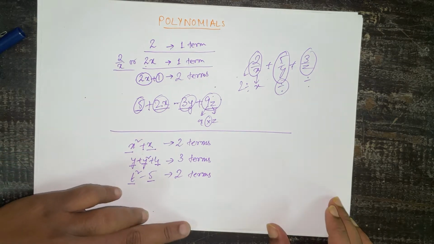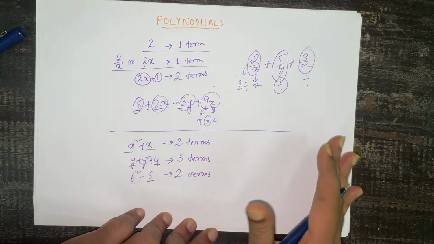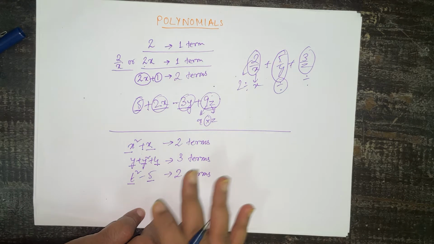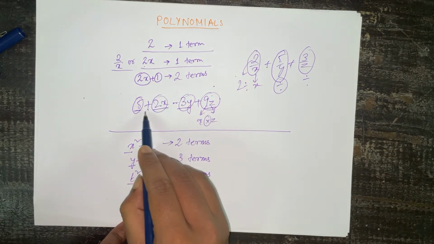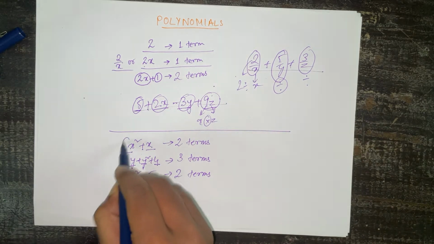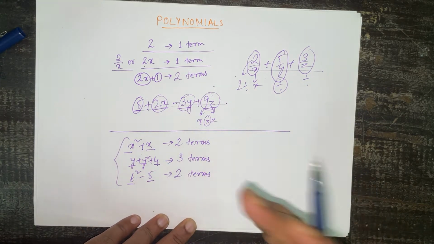Now we move on to something else. Now that we have understood what terms are, let us understand what the different types of expressions are that we can have. Now what are expressions? All these things that I have written, these three, are all different mathematical expressions.